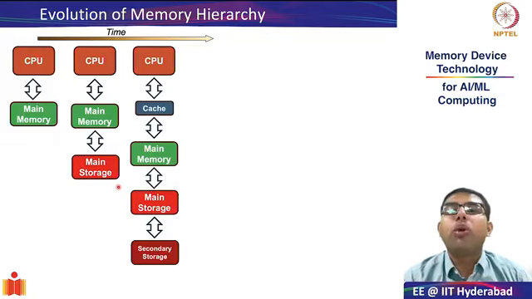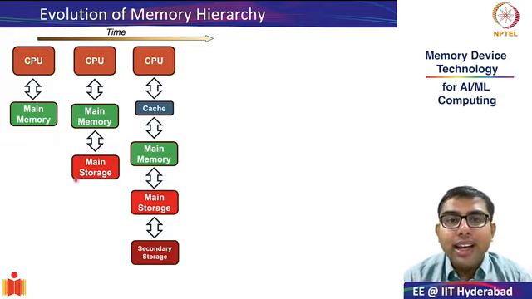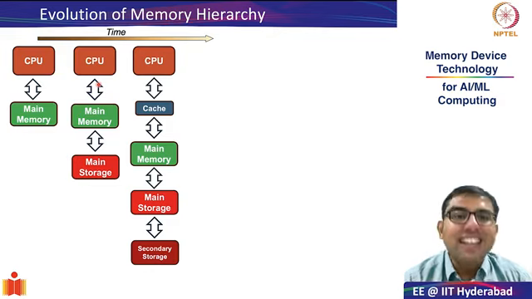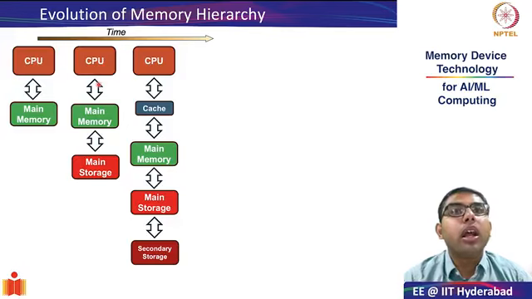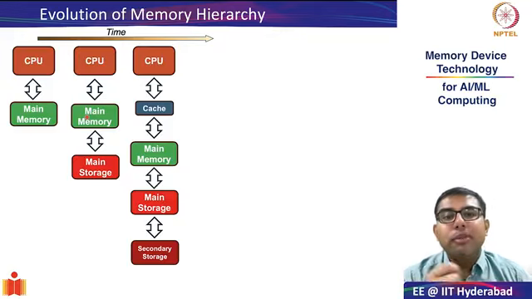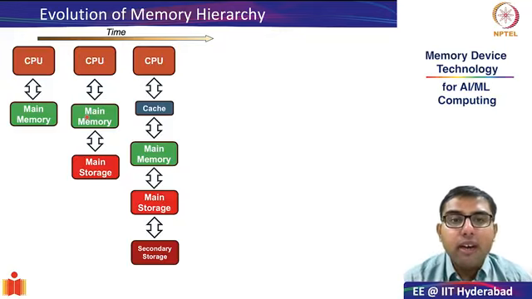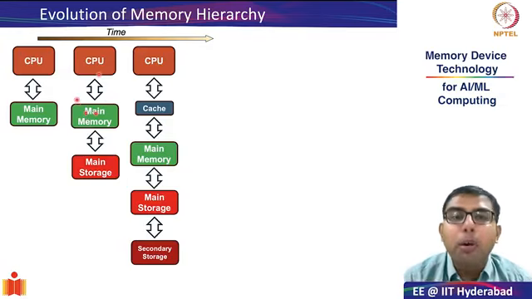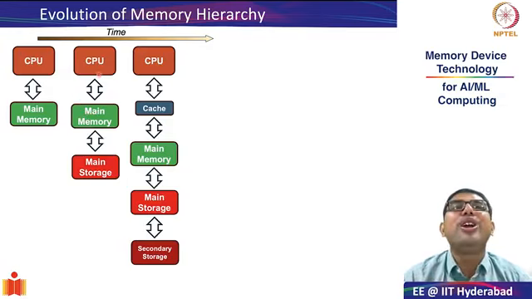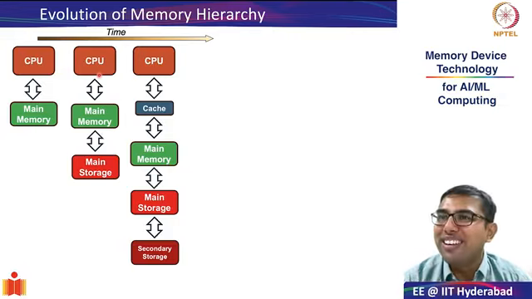So next, what people figured out is this hierarchy was working very well until they realized that because of advances in transistor technology, the CPU operation became much faster as compared to the main memory. So just imagine that the CPU is able to crunch data very quickly, but the main memory is not. So there will be a big bottleneck at this particular interface between the CPU and the main memory, right?